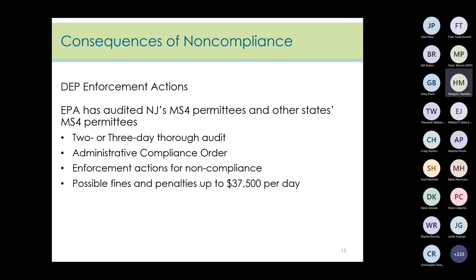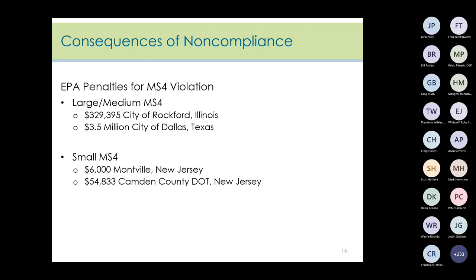EPA can conduct inspections as well. These also have historically been an in-depth and lengthy process, and that can result in sizable fines and penalties levied against a permittee in accordance with the Clean Water Act. These are just some examples of penalties given for MS4 violations, ranging from four figures to the millions, depending on the type of violation. The department would like to prevent this from happening.